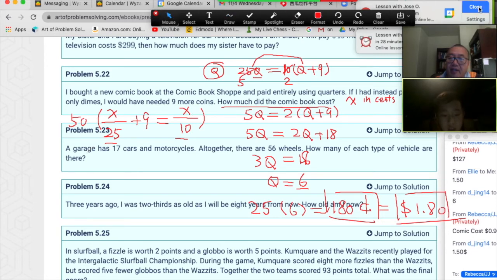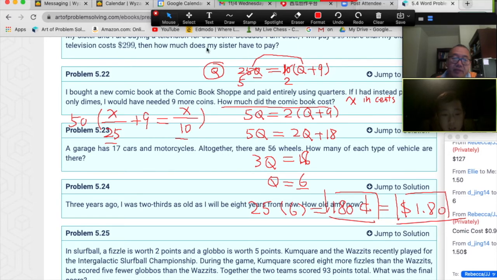So now let's see, both sides times 50. Then 50 divided by 25, that's 2. So 2 times x, you got 2x. Then plus 50 times 9, that's 450.